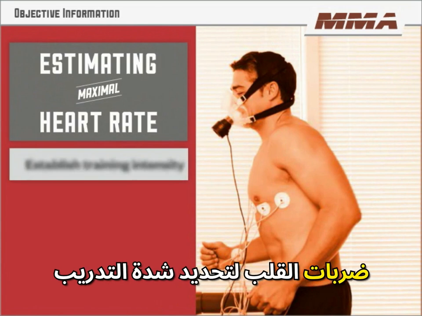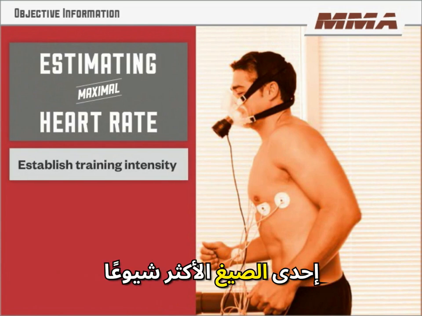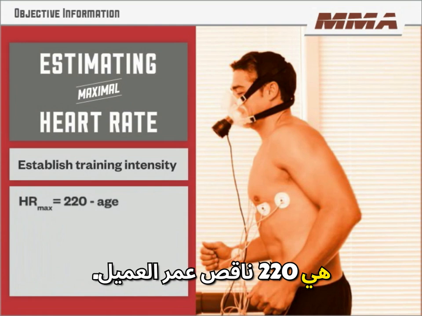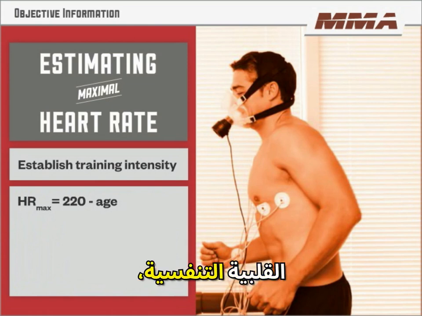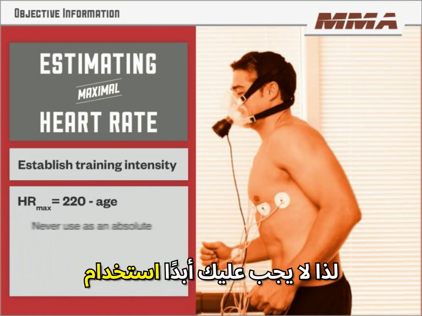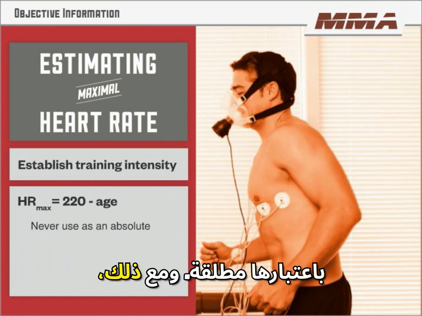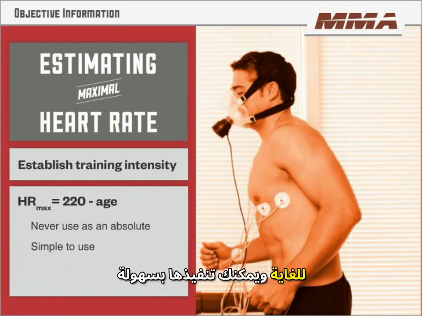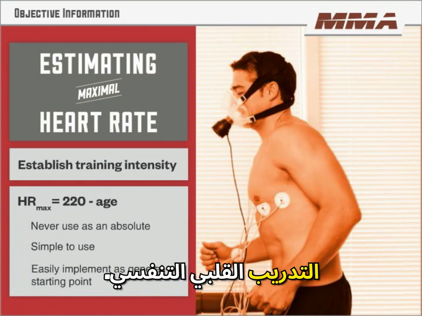You can use maximal heart rate to establish training intensity during cardio training. One of the most common formulas is 220 minus the client's age. This formula is not intended as the basis for a cardiorespiratory fitness program, so you should never use this or any other formula as an absolute. However, this equation is very simple to use, and you can easily implement it as a general starting point for measuring cardiorespiratory training intensity.